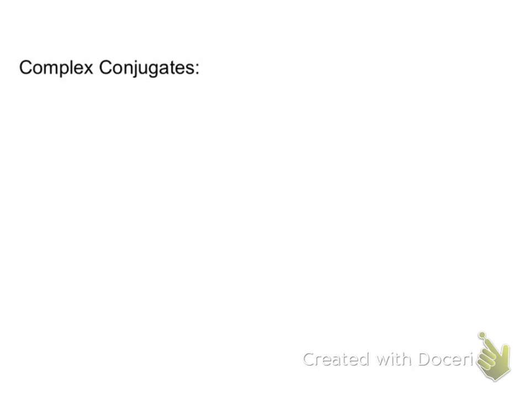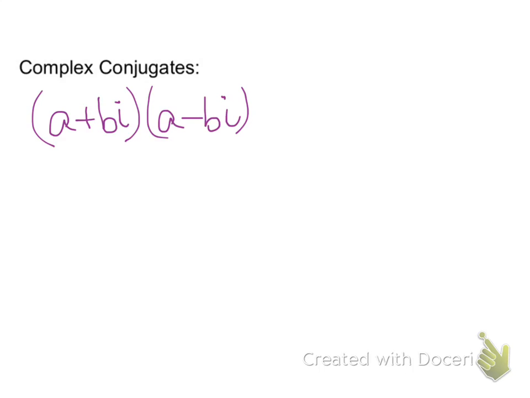Complex conjugates. In the same way that you couldn't have a radical in the denominator in the last section, and you had to multiply by the conjugate, so a plus square root of b and a minus the square root of b are conjugates. Keep in mind that i is not a variable, it's the square root of negative 1, so you can't have an i in the denominator. So complex conjugates are a plus bi and a minus bi.